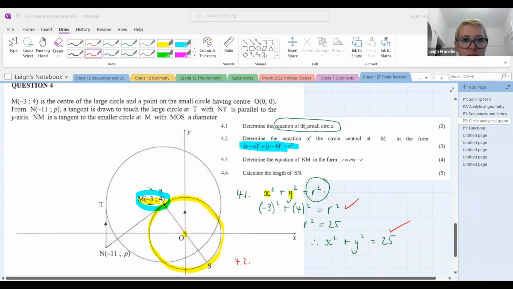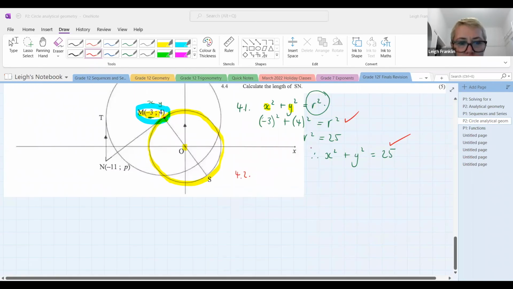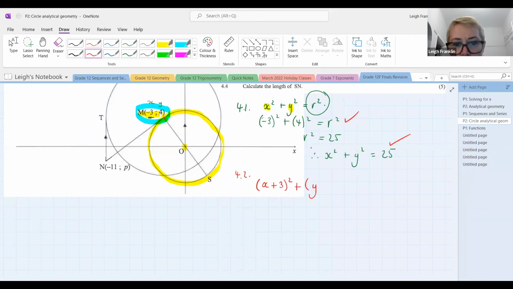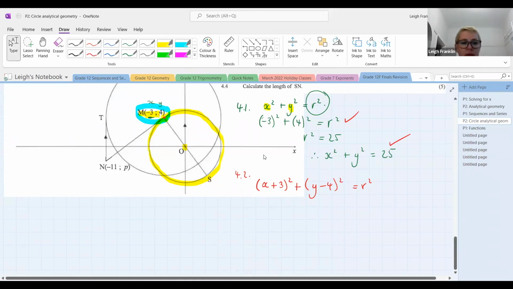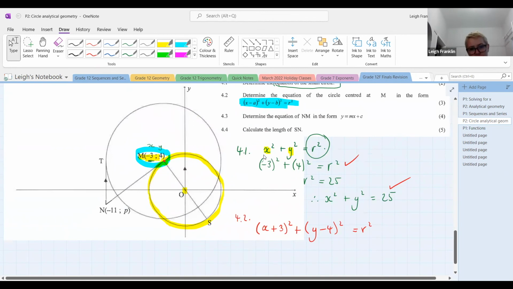What's the first thing that we're going to write here, guys? M is the center of the largest circle, so we want to sub in. Good, Zintle. Nice. So we're going to write x plus 3 squared plus y minus 4 squared equals r squared. Is everybody happy with that? I am subbing in the coordinates at the center. Remember, they have to change their signs. That's why the 3 is a plus and the 4 is a minus.